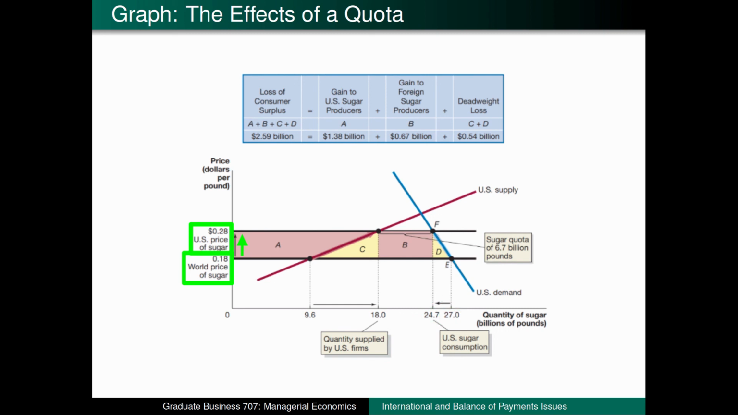So who wins from a quota? Notice that American sugar producers benefit since they produce 18 billion pounds of sugar instead of 9.6 billion pounds, and they earn 28 cents instead of 18 cents. But they're not the only winners here. Interestingly, foreign sugar producers benefit because they earn a higher price for sugar even though the amount of imports decreases. Notice that the red rectangle B here is associated with foreign sugar producers. In the tariff graph, this was government revenue.